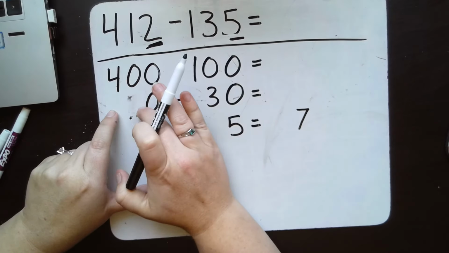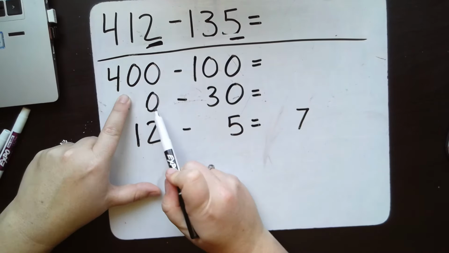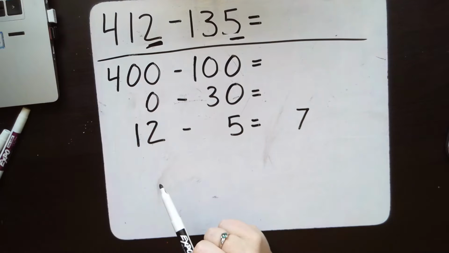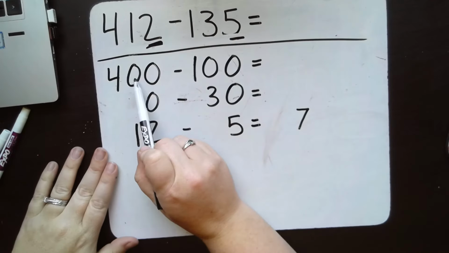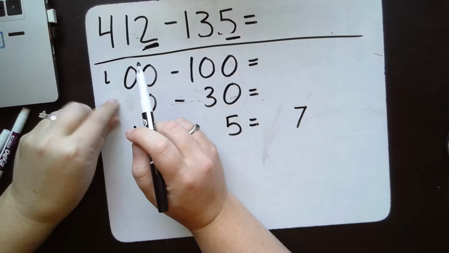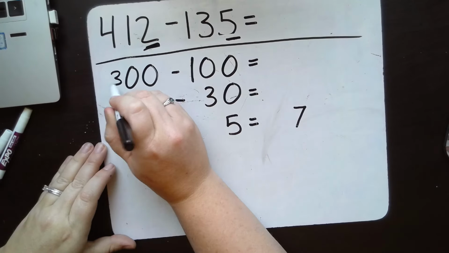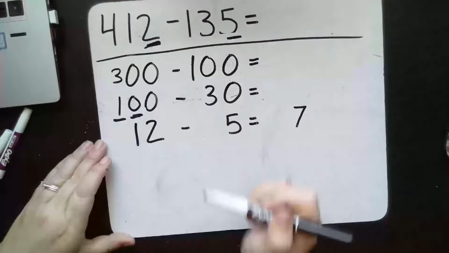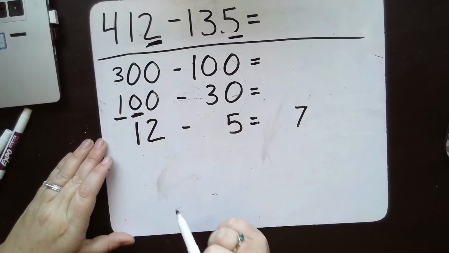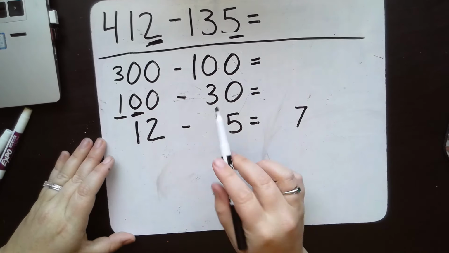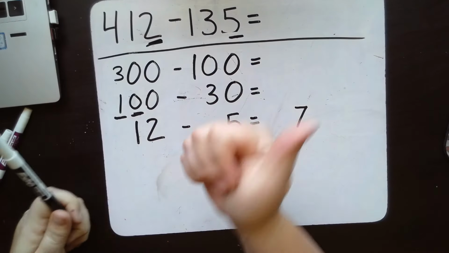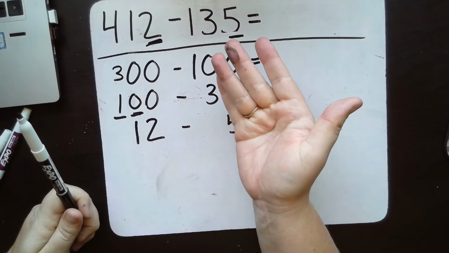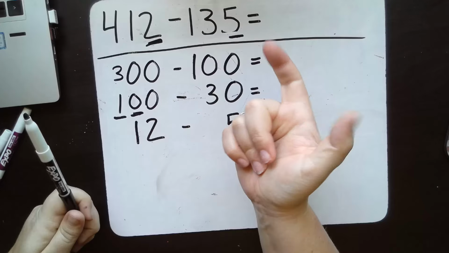So now I've got 0 cookies minus 30 cookies. I can't do that. So I have to go upstairs again. Instead of 4 hundreds, we're going to actually take 100 and bring it down. Notice how I'm keeping it in that space. I did not put it here because that's where our tens go. So now I have 100 minus 30. Well, I can count by tens from 30 up. 30, 40, 50, 60, 70, 80, 90, 100. That's 7 tens. So I'm going to put my 7 tens here.